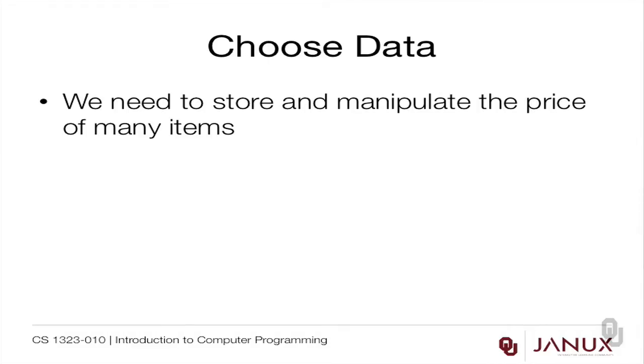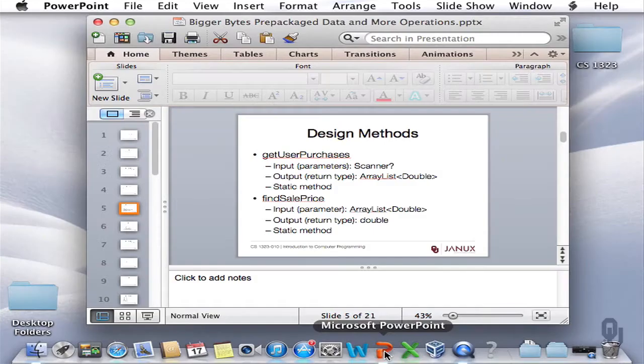Let's choose our data types. We're going to need to store and manipulate the price of many items. We really have only one possible data type that could work for that. It would be an array list of doubles. So let's go create our program and get our array list of doubles in place.